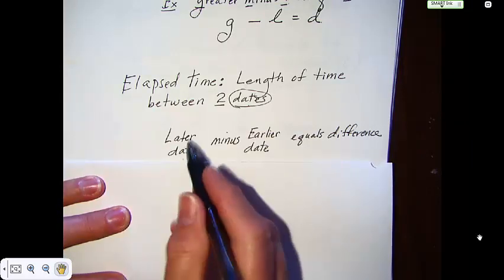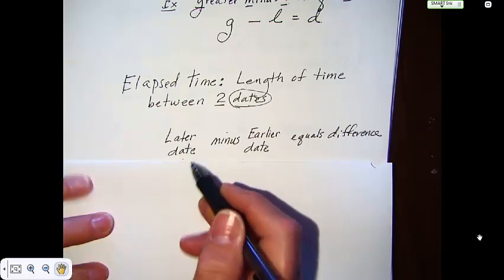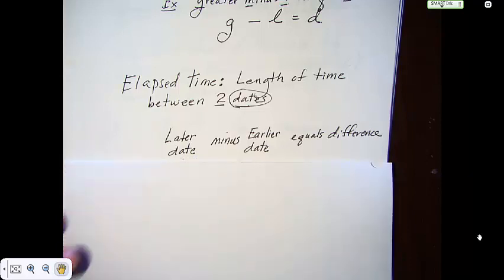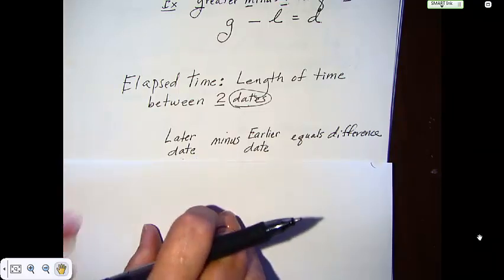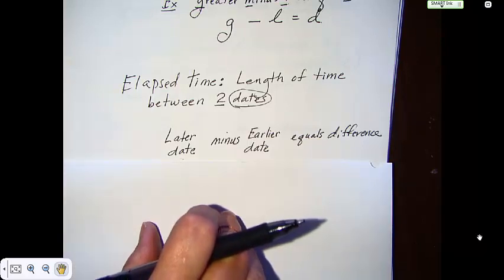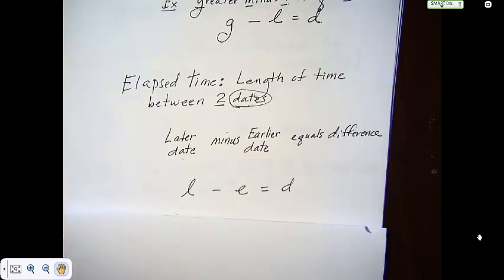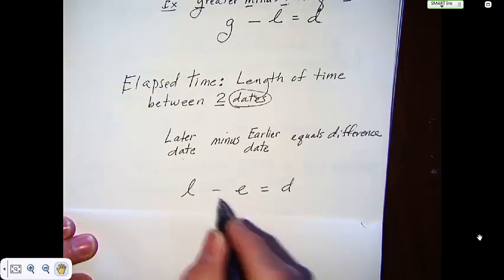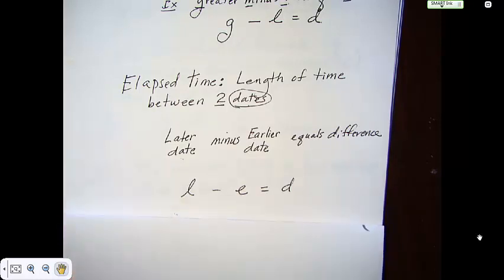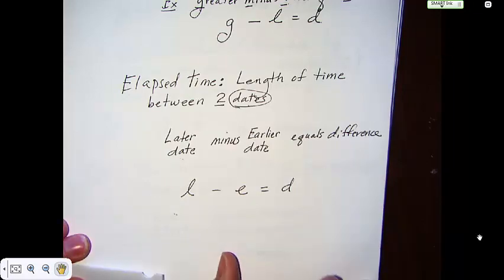You want to take the later date, which is actually the date that's closer to you, and you're going to subtract the earlier date, the date that was farther away from your time right now. I'll show it on a number line. It'll make sense to you. And here is later date minus earlier date equals difference.